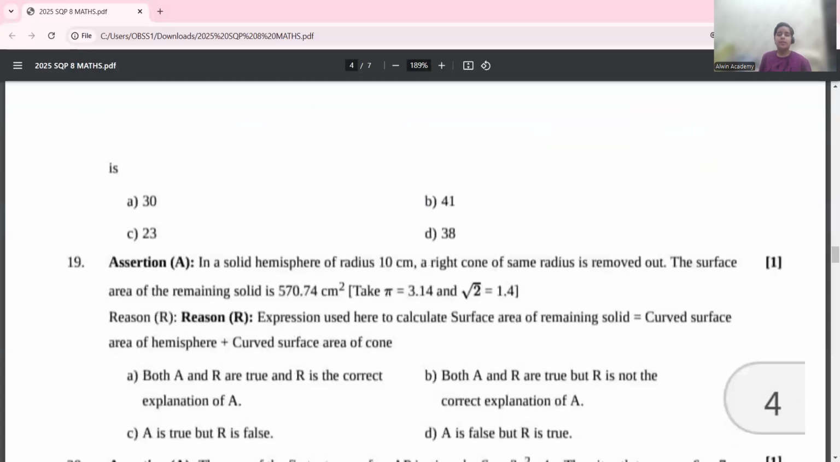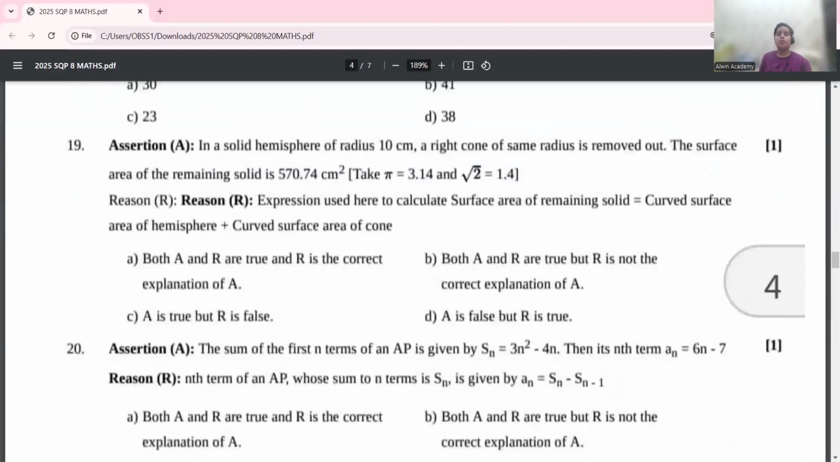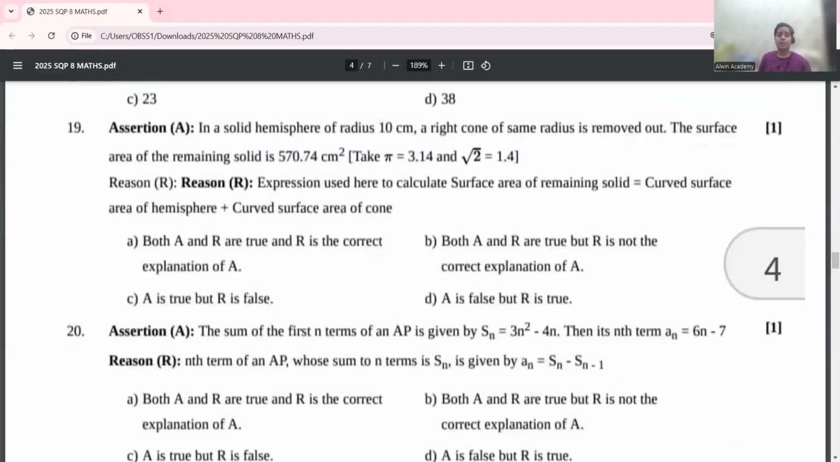Going to the next question. In a solid hemisphere of radius 10 centimeter, a right cone of the same radius is removed. The surface area of the remaining solid is. Now, if I had a hemisphere and I am removing a cone from it of the same radius, it basically means that the only two surfaces left of the solid would be the CSA of the cone and the CSA of the hemisphere. We have to add them. Now CSA of cone is pi r l, and CSA of hemisphere is 2 pi r square.